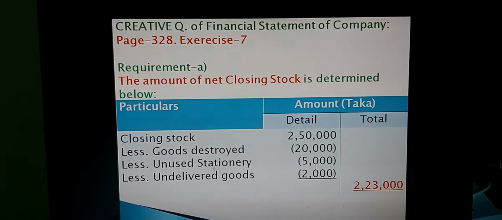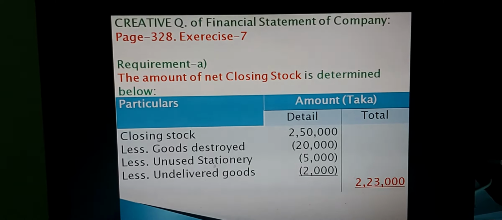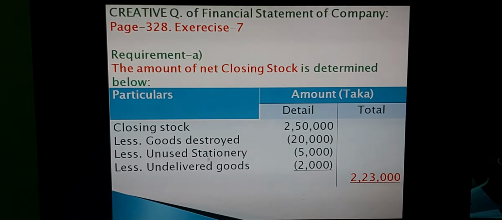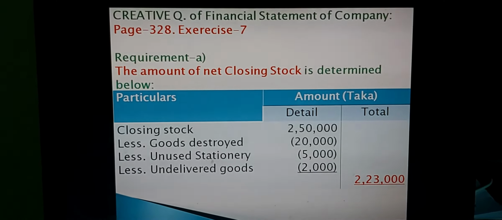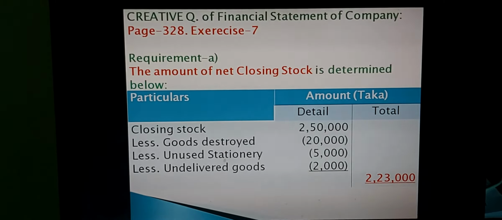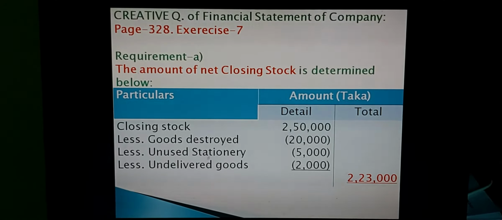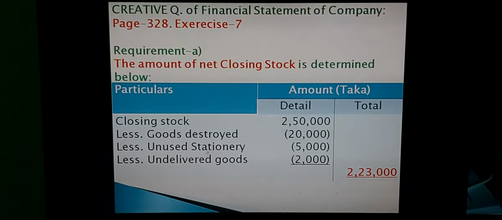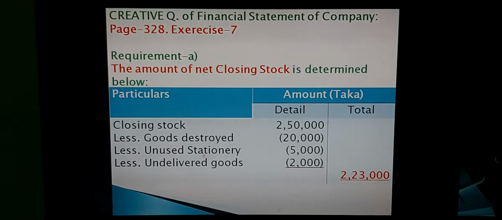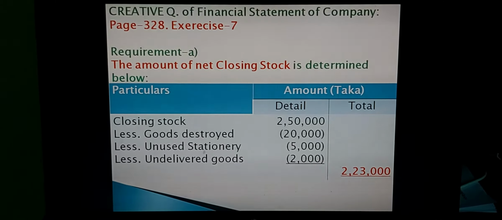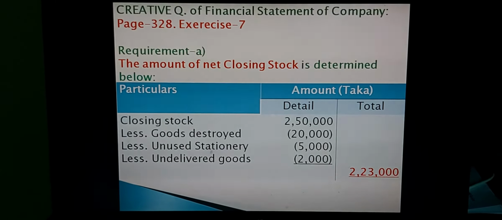But in this adjustment, another item is available. Stationery taka 5,000 included in closing stock. This is the amount of unused stationery which is included in closing stock. So you have to deduct the amount of unused stationery from the closing stock in this way.